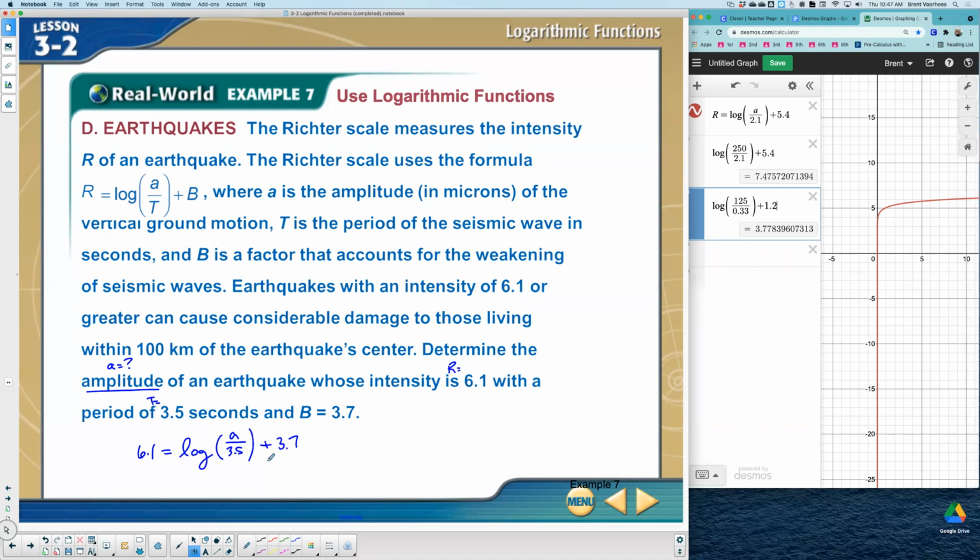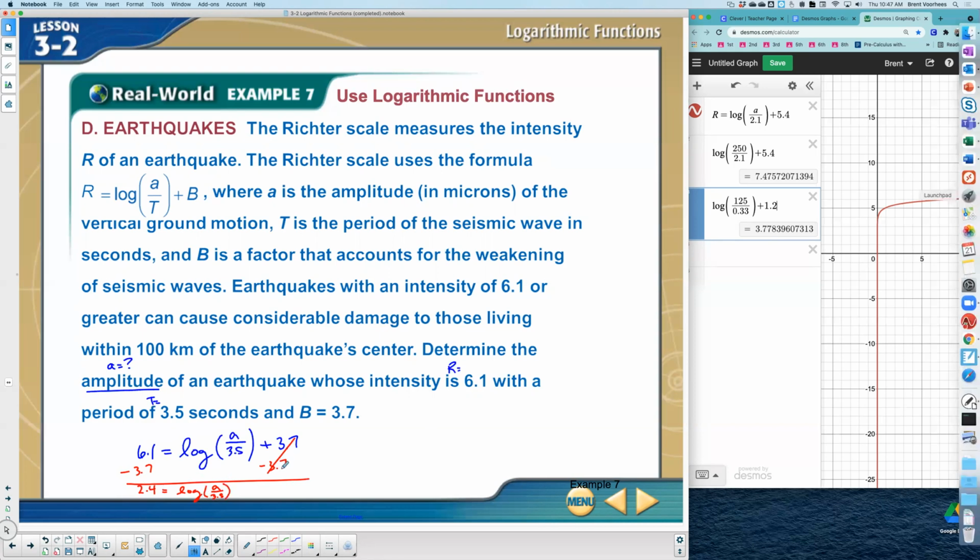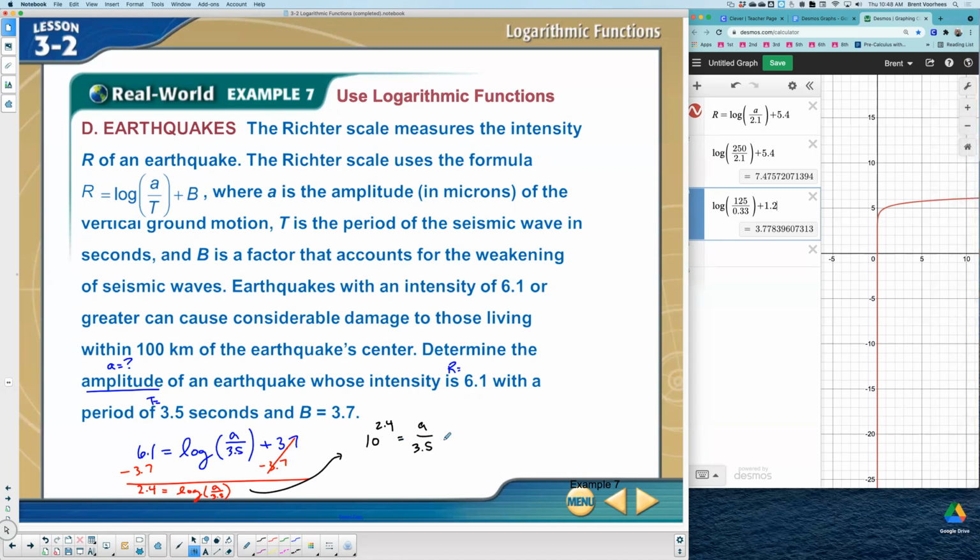Now using algebra, you would subtract the 3.7 and we would convert this to exponential, which you've seen me do a lot in the calculator. So I'm going to go ahead and just do it this way. When I subtract this, I'm going to get 2.4. 2.4 equals log of A divided by 3.5. And now from here, I would convert this to exponential. My base is 10. So 10 to the power of 2.4 will equal A divided by 3.5. And so finally, the last little step here would be to multiply by 3.5.